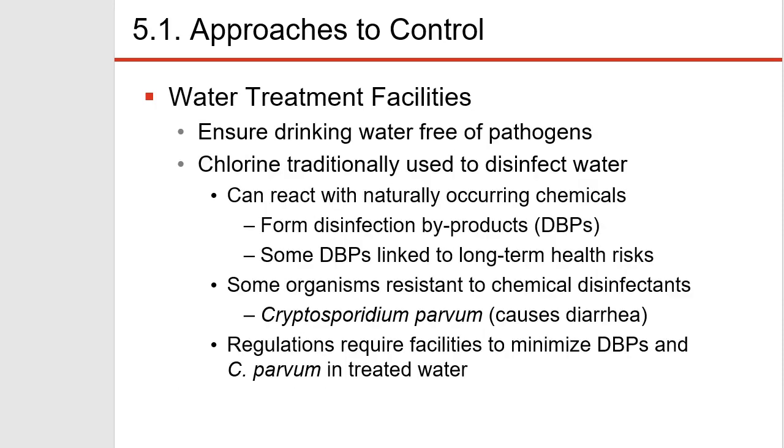Water treatment facilities, we usually add chlorine to disinfect water. Very important here: some organisms are resistant to chemical disinfectants. The more we try to control these microbes, they find another way to one-up us or to always keep ahead of us. And this one is Cryptosporidium parvum, and it causes diarrhea, very bad diarrhea. So now we have regulations that require facilities to minimize DBPs and C. parvum in treated water.